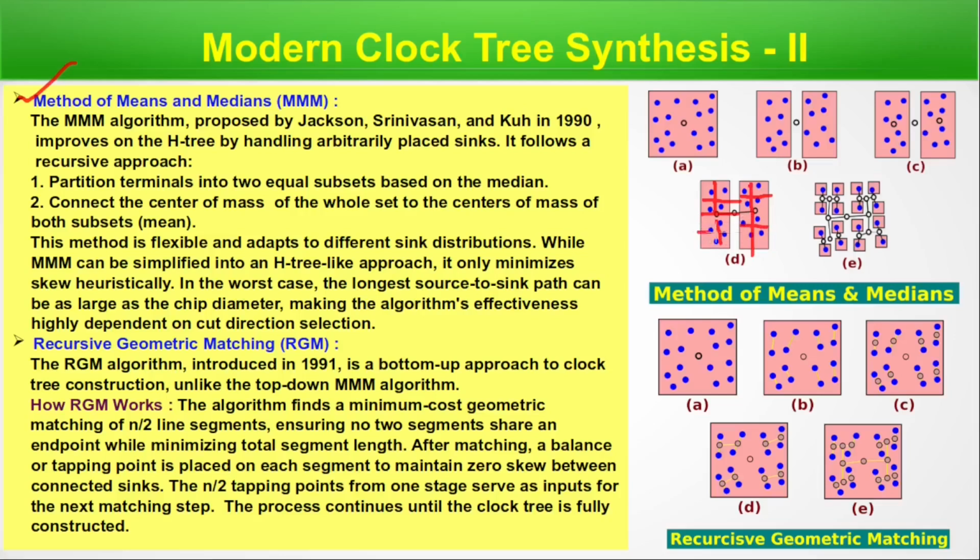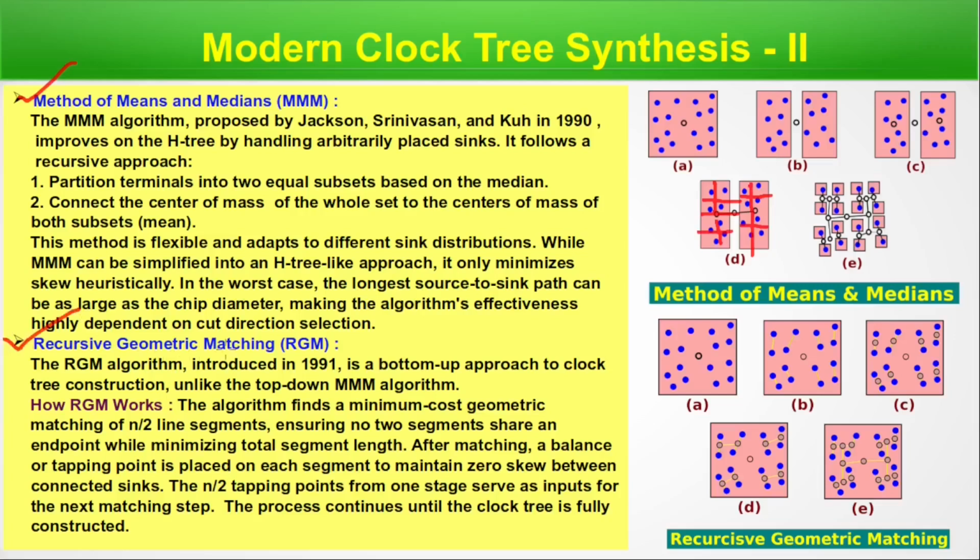So many small rectangular blocks are there. This method is flexible and adapts to different sink distribution. While MMM can be simplified into an H-tree-like approach, it only minimizes skew heuristically. In the worst case, the longest source to sink path can be as large as the chip diameter, making the algorithm's effectiveness highly dependent on cut direction selection. And this is an improvisation over H-tree, although it has a downside: the effectiveness of the algorithm depends on the cut direction selection.